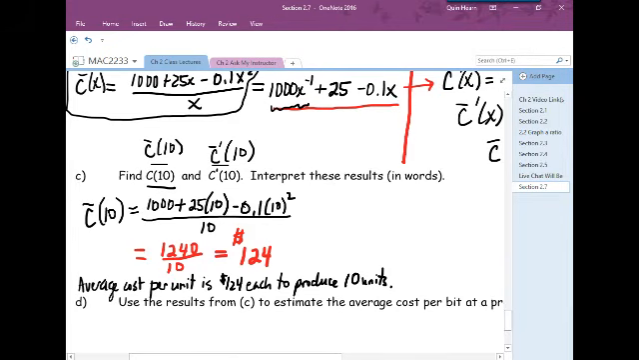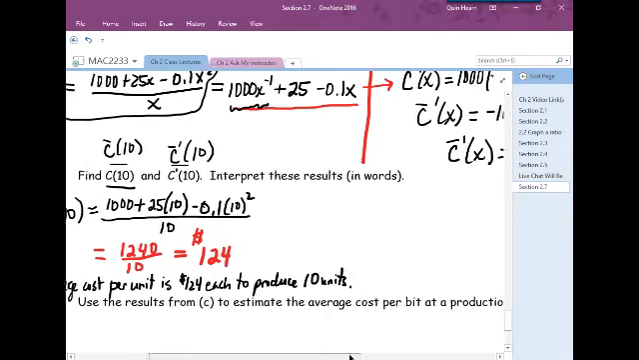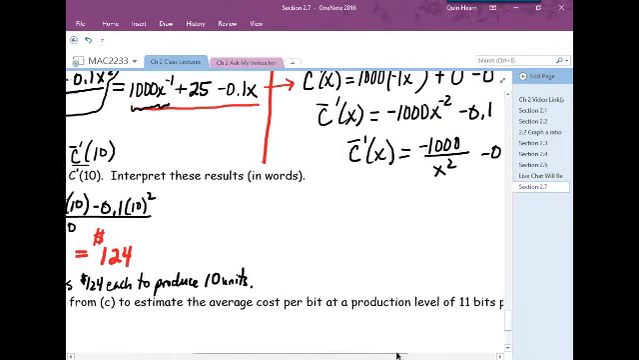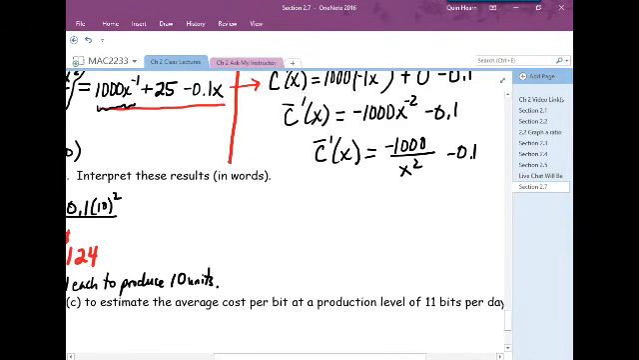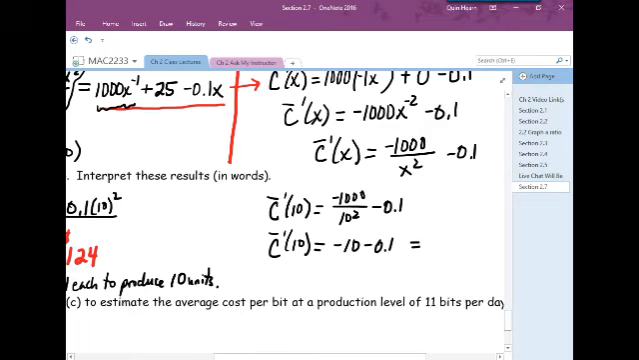Okay. And then what's the marginal average cost of 10 units? So now we're talking about the rate of change, and we're plugging into this formula. C bar prime of 10 is going to be negative 1,000 over 10 squared minus 0.1. So that means C bar prime of 10 is equal to, let's see, 1,000 divided by 100 is 10. So negative 10 minus 0.1. It's going to be negative 10.1.